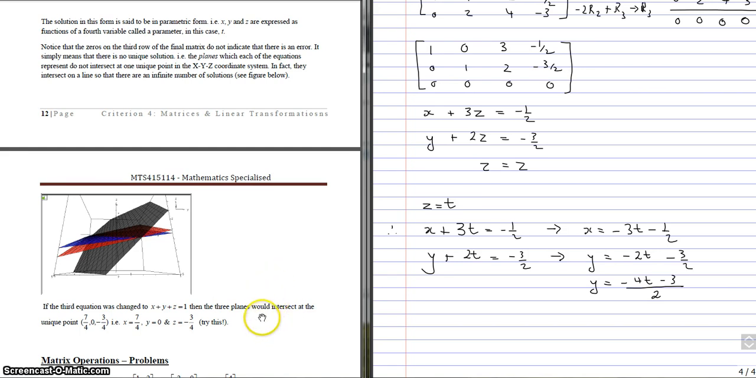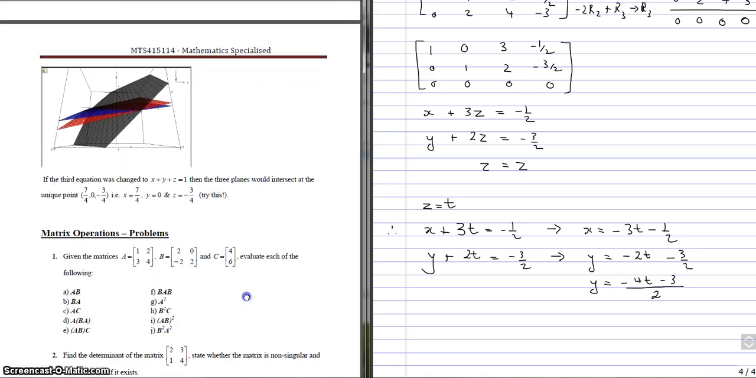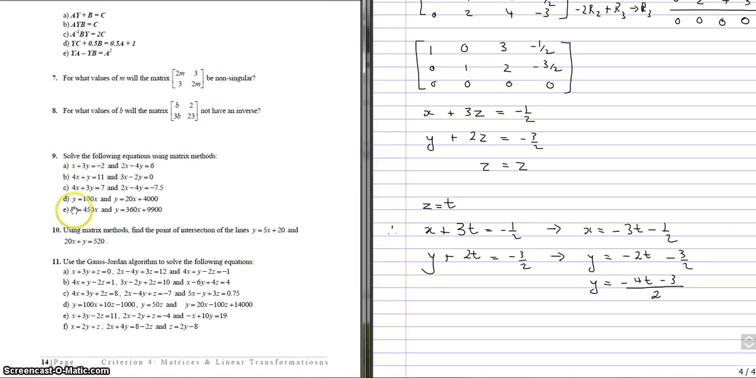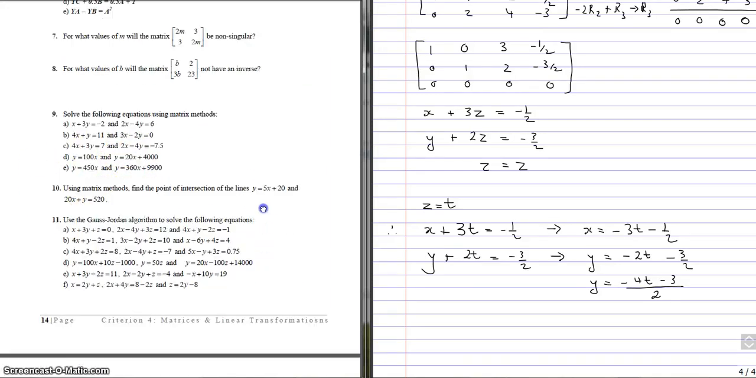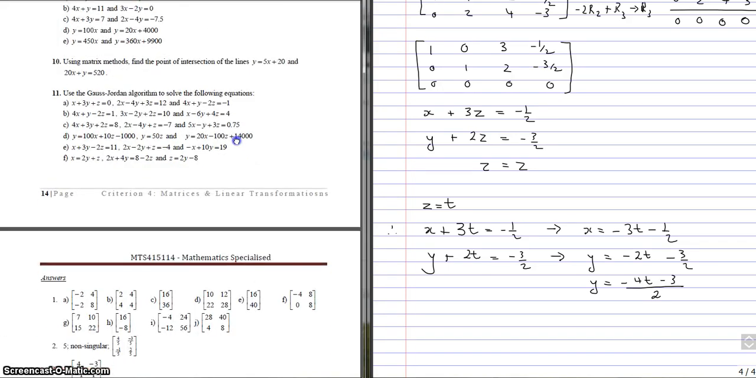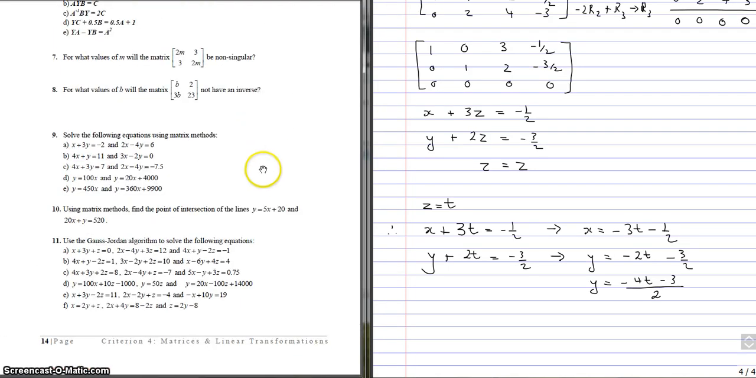Alright, so hopefully you've got a picture of how to work through this algorithm, and you'll be able to work through some of these problems. Okay, try these problems here. These are just with 2 unknowns, and then we've got 3 unknowns here. Okay, when it says using matrix methods, it means the same thing as Gauss-Jordan algorithm. Alright, have fun with that.